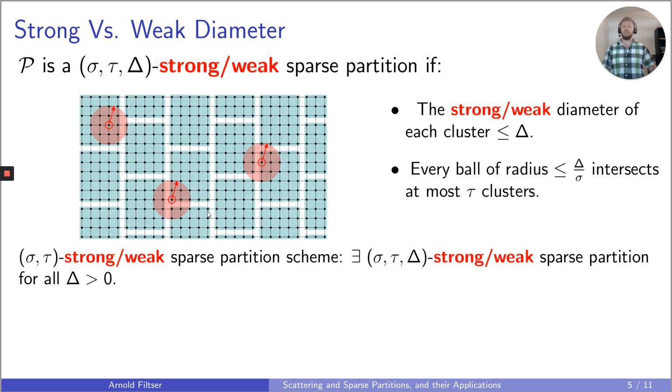And now in the definition of sparse partition, you can either say strong sparse partition or weak sparse partition with respect to the diameter guarantee.